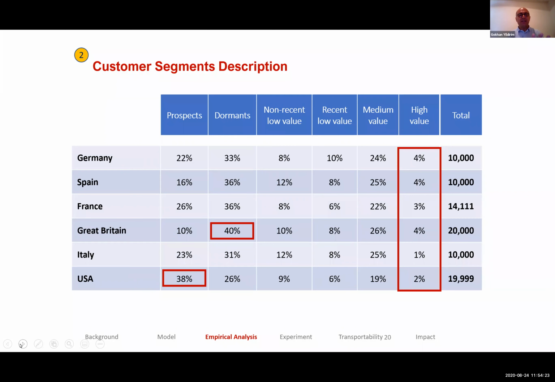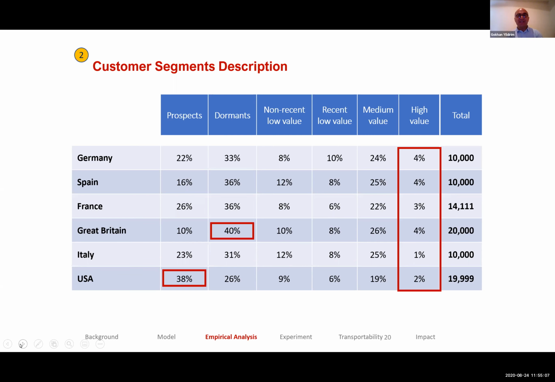Here are the findings for how we segmented customers for L'Occitane. High value customers, if you look at the last column that we highlighted, range from 1% to 4% across these countries. Italy had a small percentage compared to other countries, so this was something that the company thought to improve. 40% of the customers in the UK were dormant. If you look at the second column from the left, you'll see that number. It was a very high percentage, and the company wanted to activate the segment and possibly move them to the upper segments.